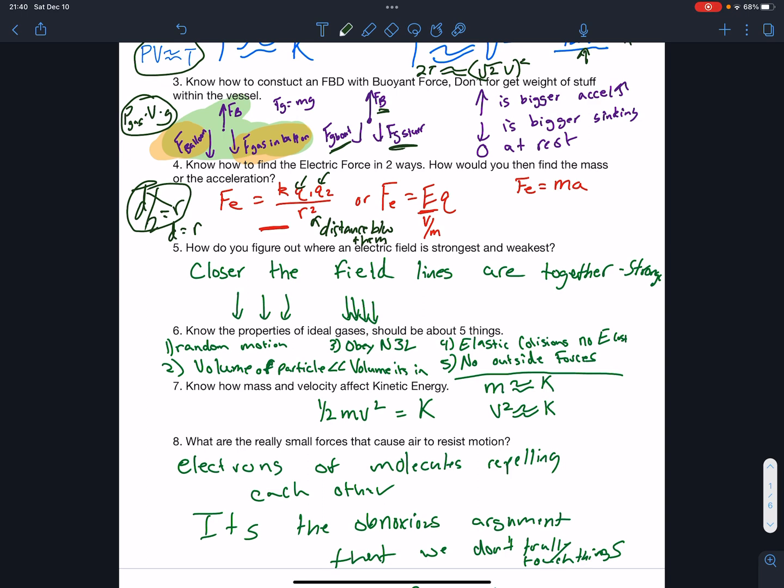All right, and the other way to do it is Fe is equal to EQ, where E is the electric field. And remember that the electric field can be written as V over M. And if you wanted to find the mass of the object or the acceleration of the object, you would take that electric force and then put it into the F equals ma formula. Usually, most of the time, they're either going to give you the acceleration or give you the mass and ask you to find the other one. So you're using one of these two formulas to find the electric force, and then you're using F equals ma to find the variable that you're looking for.